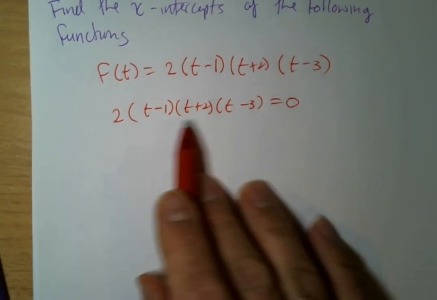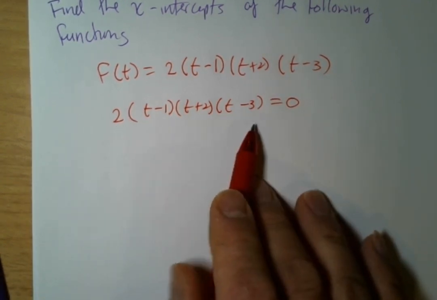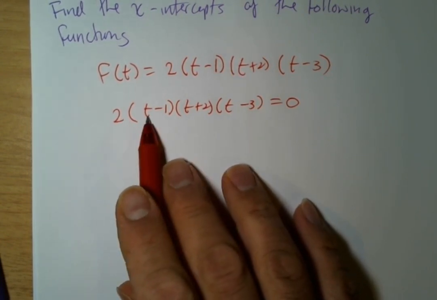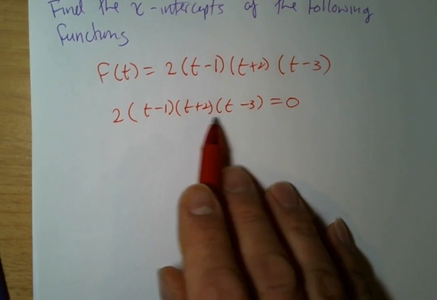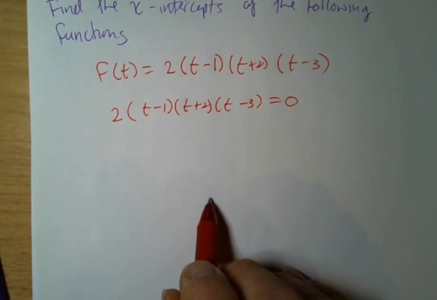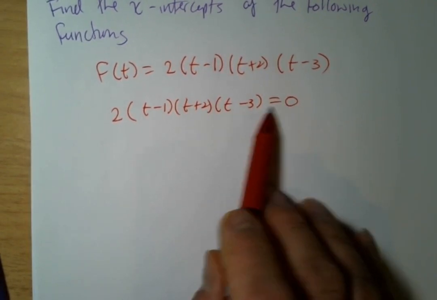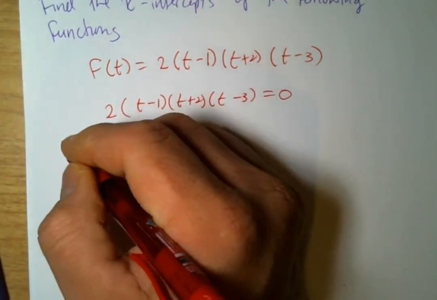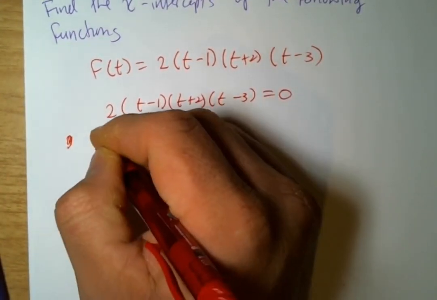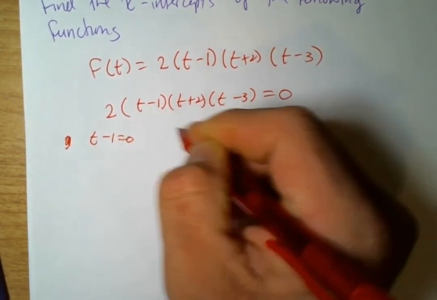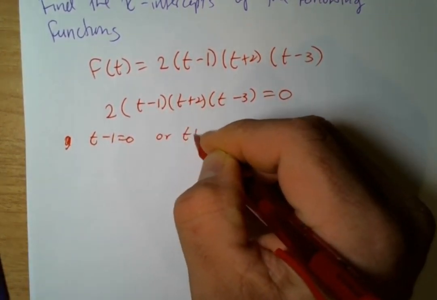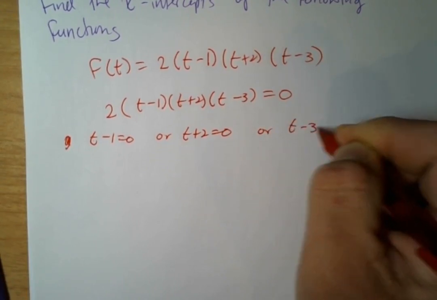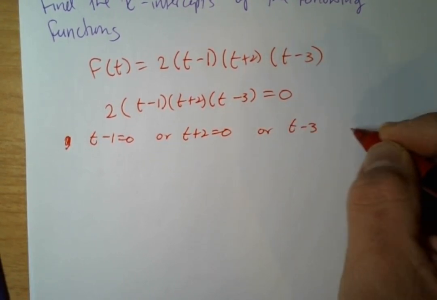The 2 is 2, so it's not going to affect this product here. But we have a product of 4 terms: the 2, and the terms t minus 1, t plus 2, t minus 3. Now, in order for a product to be 0, one of the values needs to be 0. So here we have t minus 1 equals 0, or t plus 2 equals 0, or t minus 3 is equal to 0.